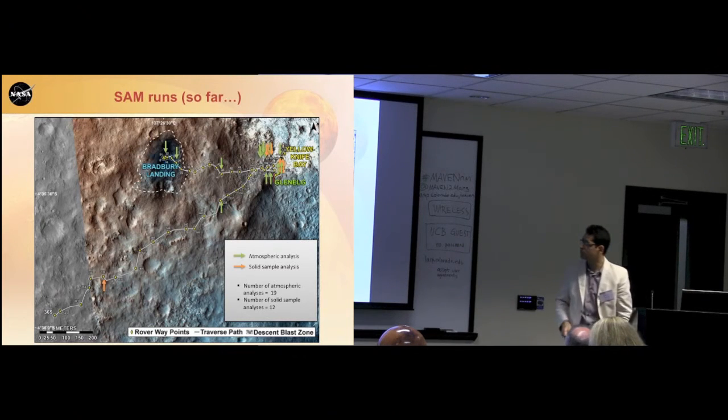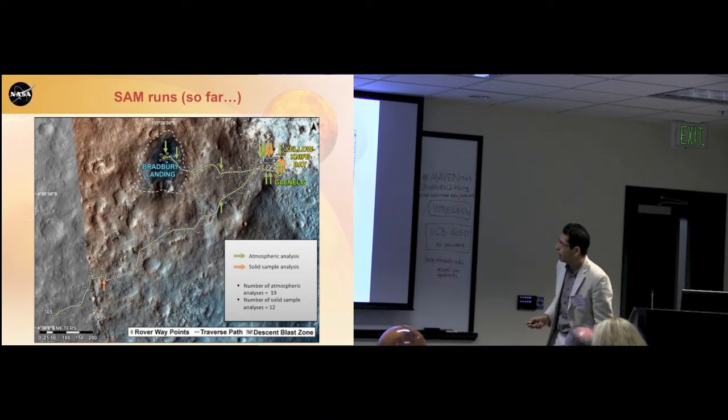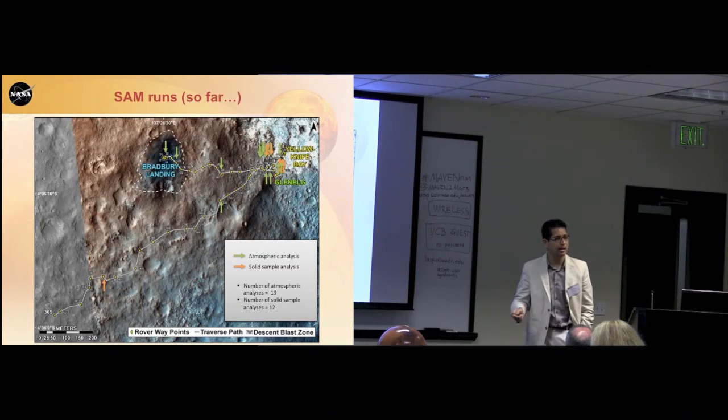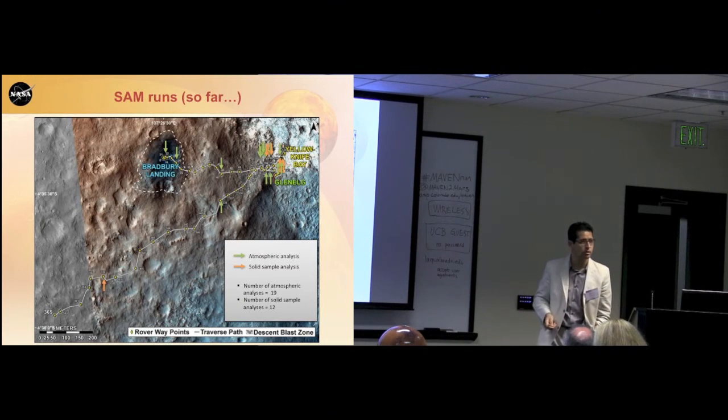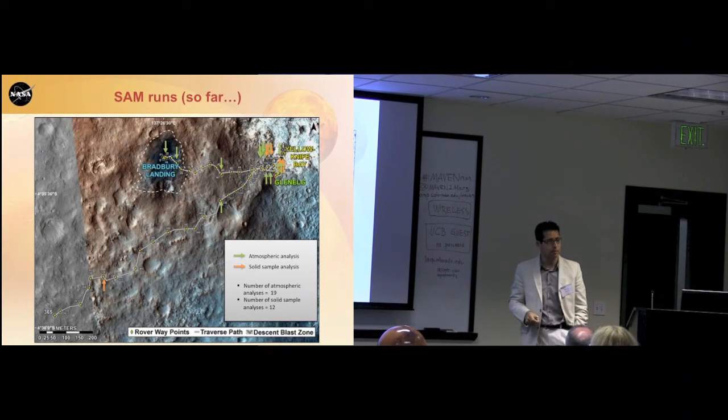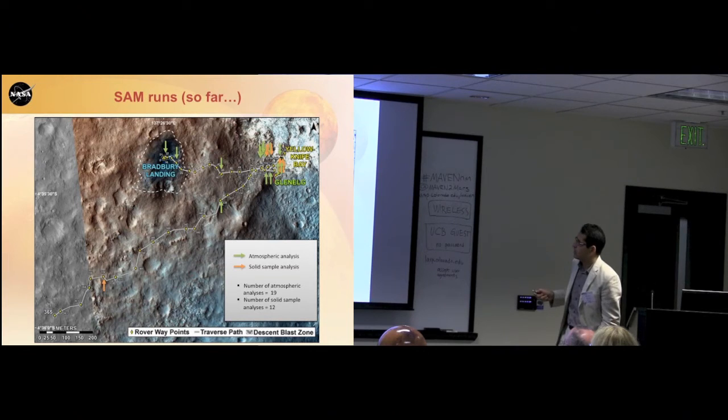What's, I can't quite read it, the most recent sol? 365. 365. The arrows are where we made a measurement. Yes, the green arrow is where I made an atmospheric measurement, and the brown arrow is where I made a solid sample measurement. And actually, there are so many of them here that you don't try to count them.